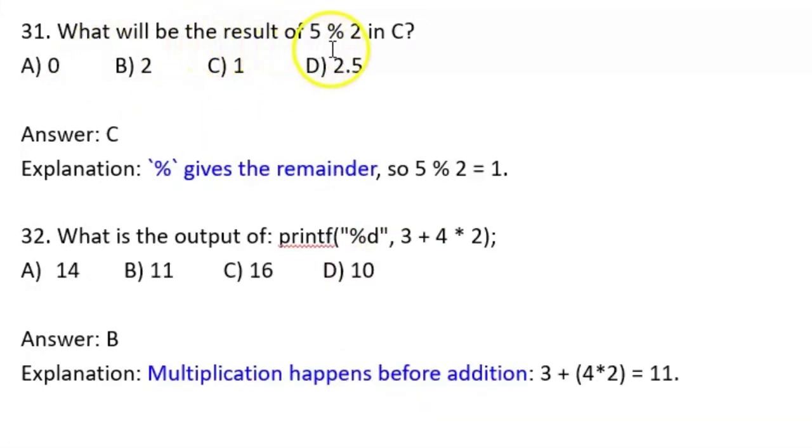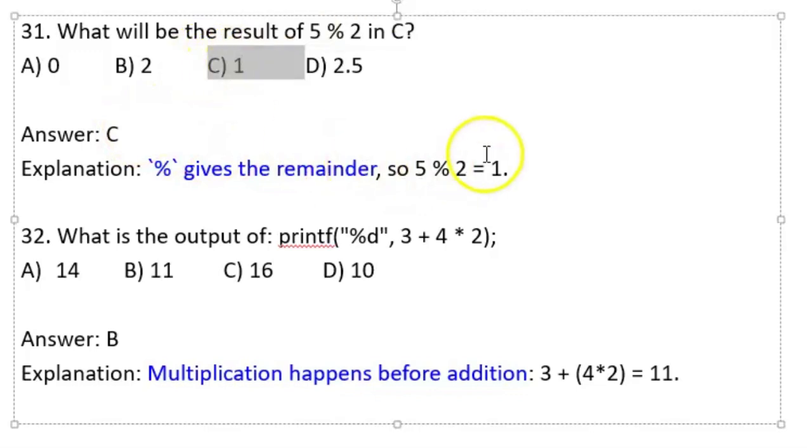Question 31. What will be the result of 5 modulo 2 in C? 5 modulo 2 means 5 divided by 2, and the remainder is the answer. It gives the remainder, so 5 divided by 2, the remainder is 1. The answer is 1, C.